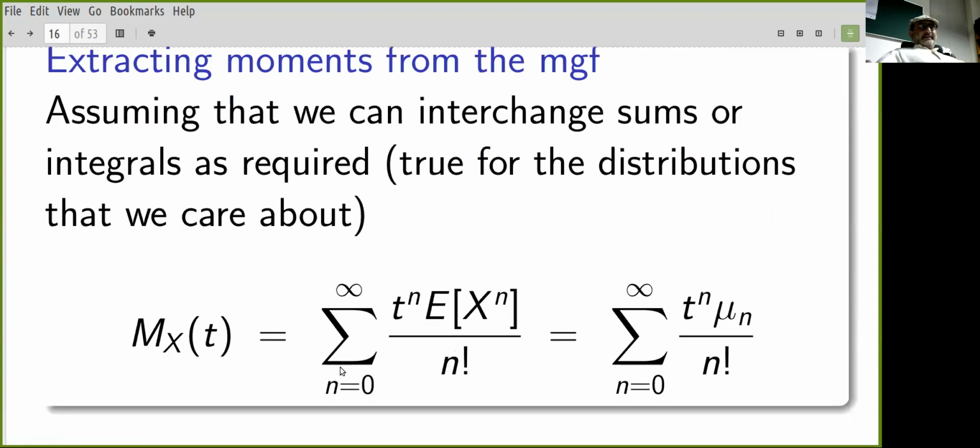So if you do that, that's the summation n equals 0 to infinity of t to the n times the expectation of X to the n, over n factorial. Look at this expectation: it is the nth moment, the expectation of X to the n. So this is the summation n equals 0 to infinity of t to the n, letting mu sub n mean the nth moment of the random variable that we're interested in, divided by n factorial. So the moment generating function's terms include all the possible moments.